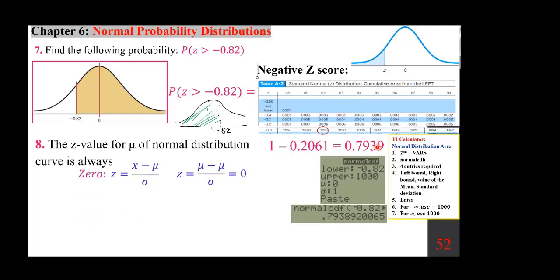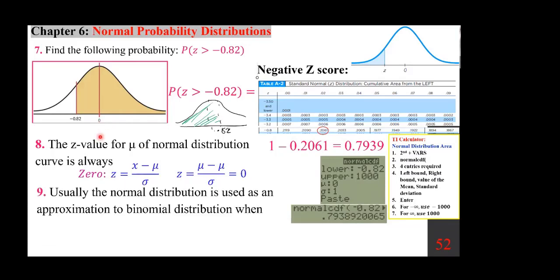The z-value for mu is always 0. Why is that? Because z is defined as x minus mu over sigma. So 0 corresponds to mu. If you have a normal distribution where mu and sigma are given, then this corresponds to mu.